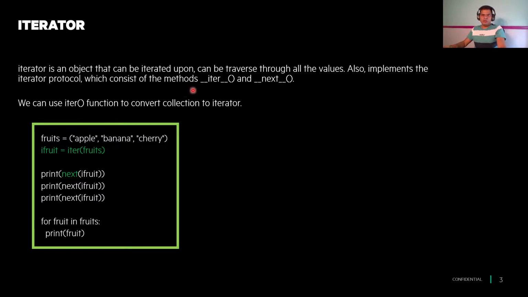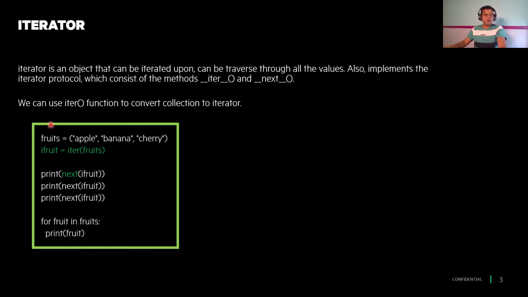First things first, a few things to note about an iterator: it's an object. It can be iterated upon, and can be traversed through all its values. Whenever we are implementing the iterator protocol, we need to make sure to use the methods iter and next. Those are the key things.